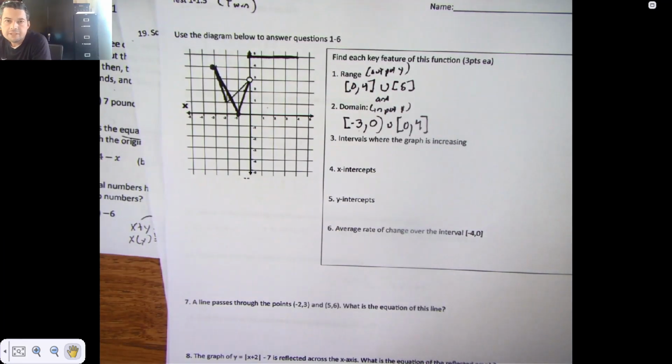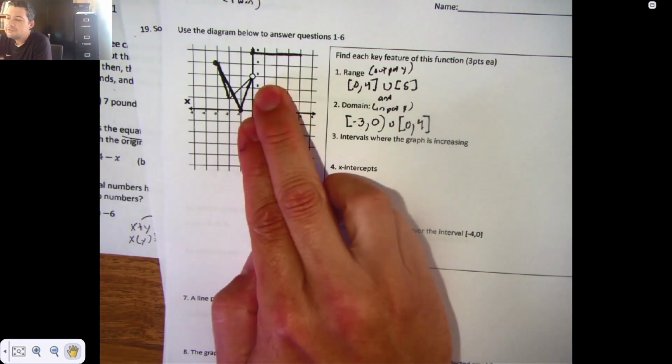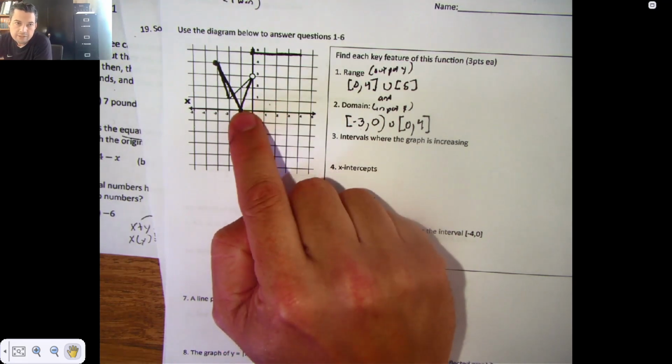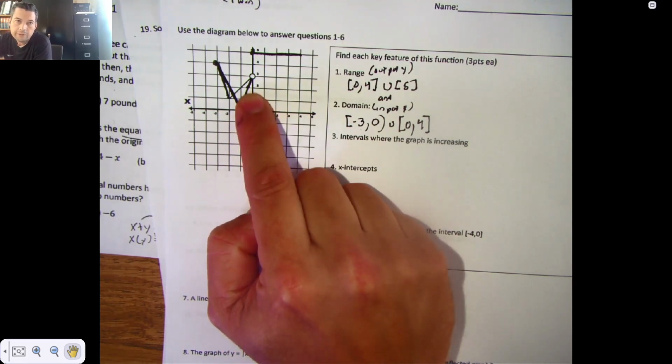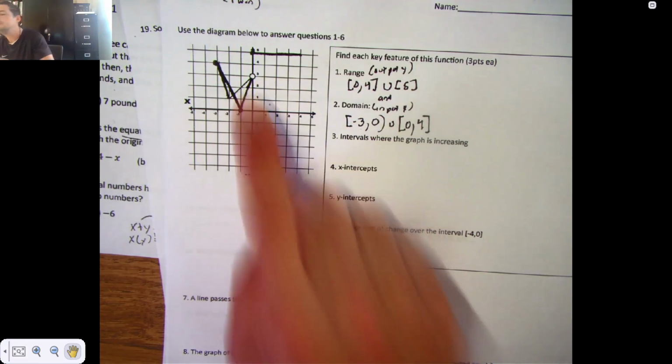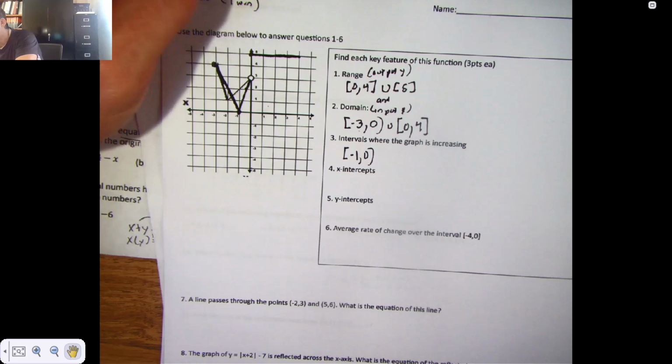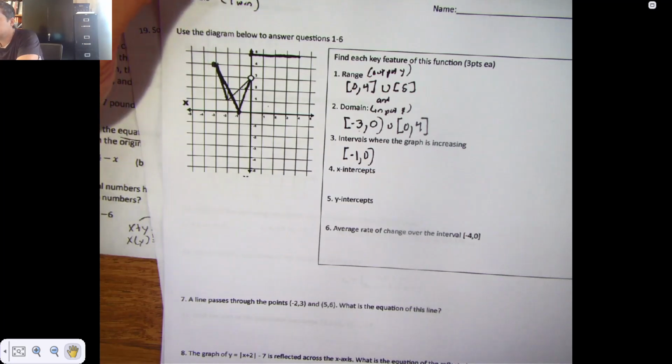Interval is where the graph is increasing. There is one interval where the graph is increasing. It is increasing when you draw this segment right here. It is increasing from x values of -1 all the way up to, but not including 0. So from -1 to 0, that graph is increasing. Wonder why I didn't ask about decreasing.